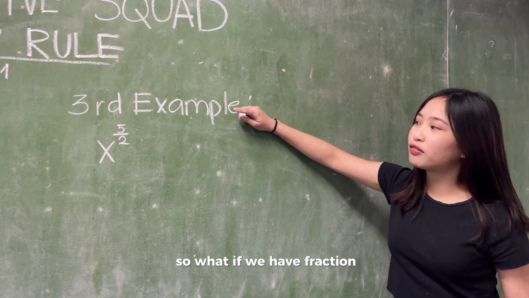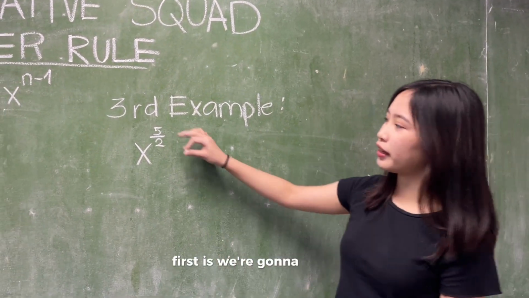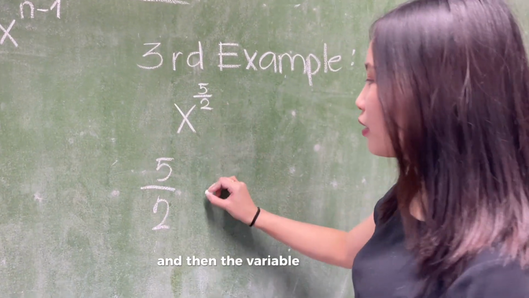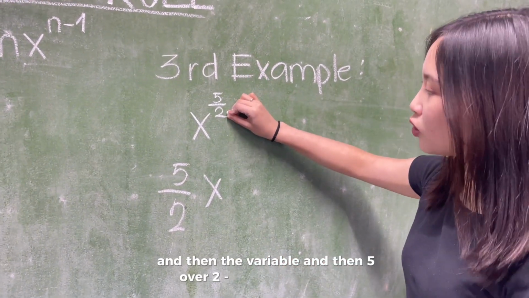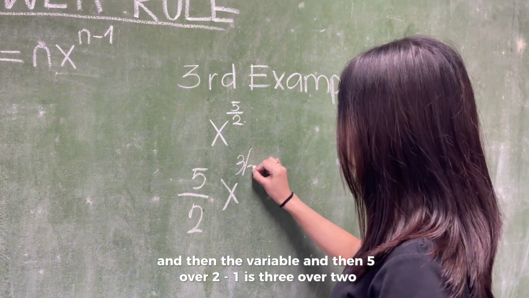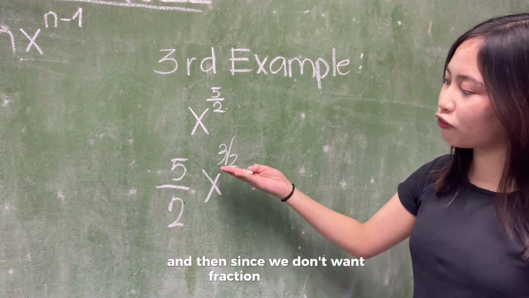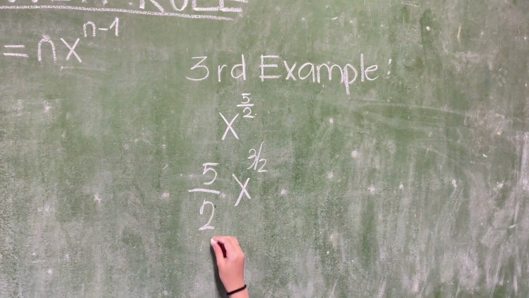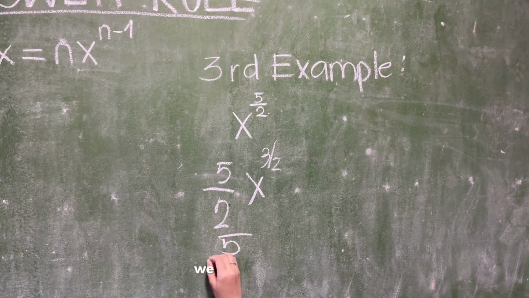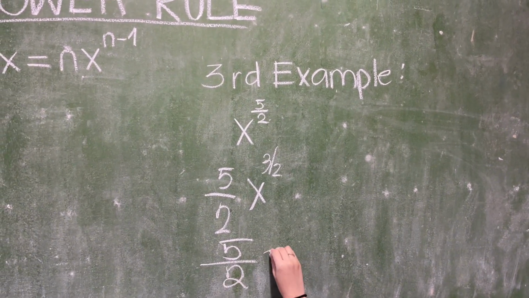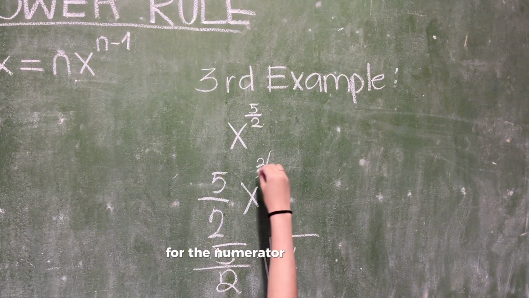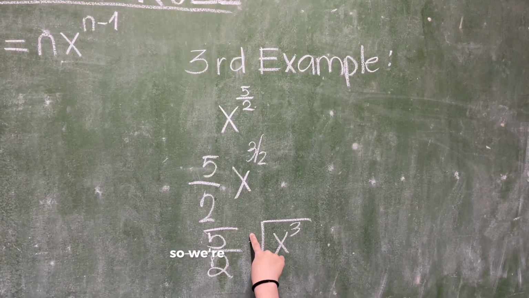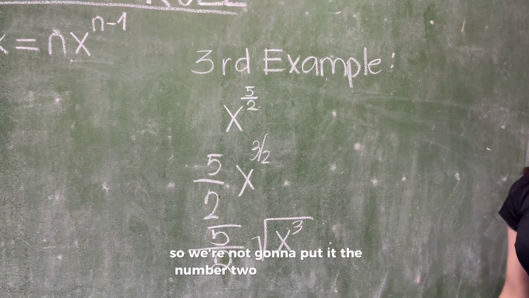So what if we have a fraction exponent? First, we copy the exponent, which is 5 over 2, and then the variable, and then 5 over 2 minus 1 is 3 over 2. Since we don't want a fractional exponent, we put it in radical form. We copy this, and the numerator goes here as the power inside, and the denominator 2 is the index. Since it's 2, we don't write the number. That's the final answer.